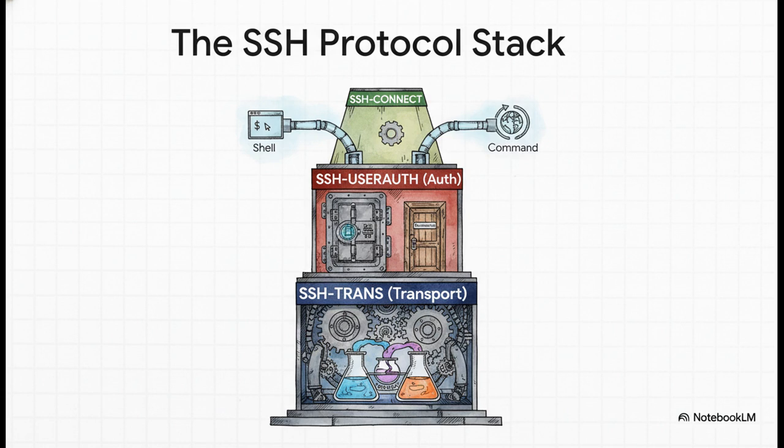Sitting right on top of that secure foundation is the Authentication layer. Its one and only job is to handle you proving who you are, whether that's with a password or that public key challenge. And finally, once you're successfully authenticated, the connection layer takes over. This is the layer that lets you actually do stuff. It creates all the channels for your interactive shell, for running commands, or even for advanced tricks like port forwarding, all multiplexed over that one secure connection.